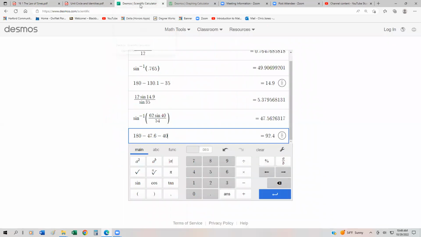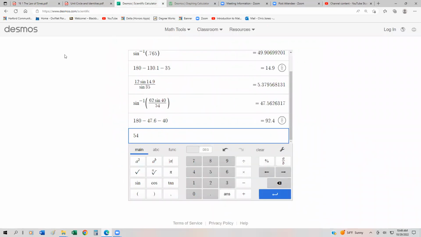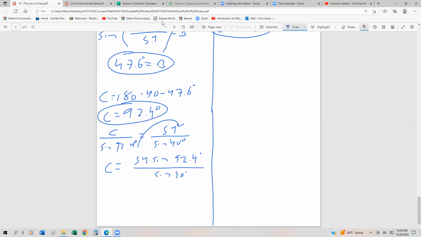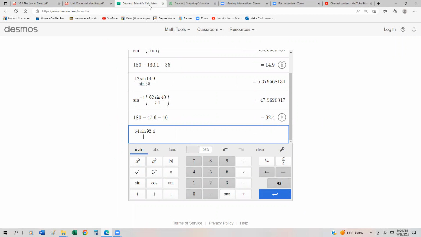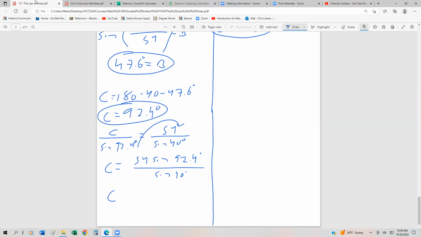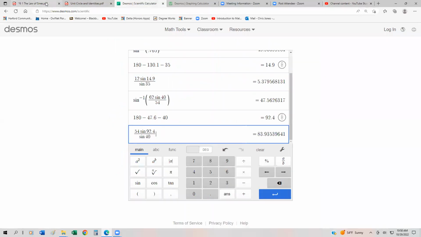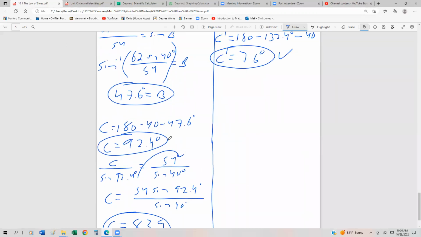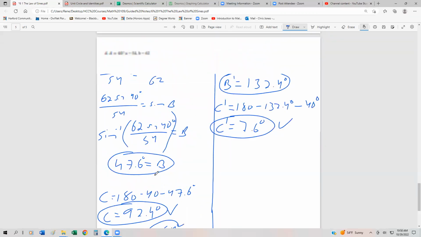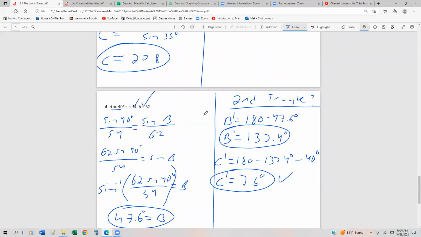Then in our calculator, we have 54 sine of 92.4 divided by sine of 40, making sure we're in degree mode. 83.9 is going to be side c. That makes sense because it's opposite the biggest of the three angles. So 83.9 should be bigger than these two, which it is.